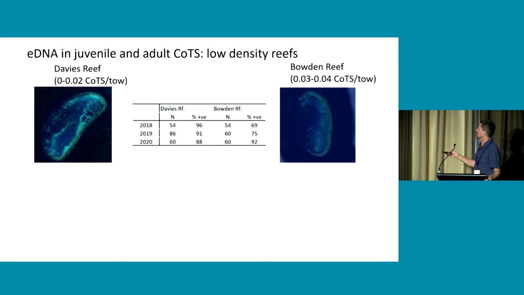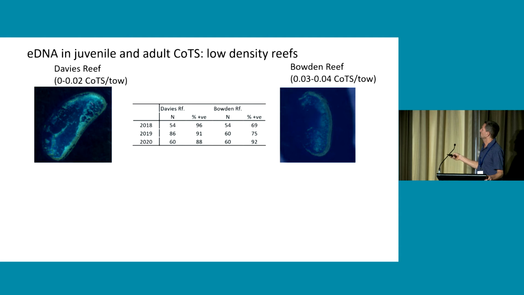So you see here, this is the number of samples we're taking per year on the reef. So it's between 50 and 60 on Davies Reef, and the same number on Bowden Reef. So that's quite a lot of effort at the moment. But what we find on these reefs is that this is the percent of positive samples.